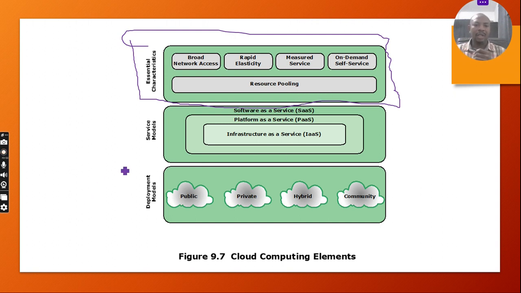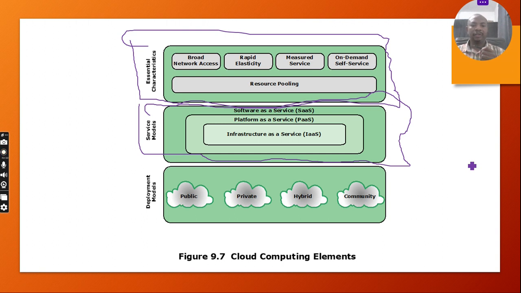Okay, then after that, we're looking at the service model. The service model also comprises three services. The first one is software as a service. The second one is platform as a service. The third one is infrastructure as a service. So it has three service models.